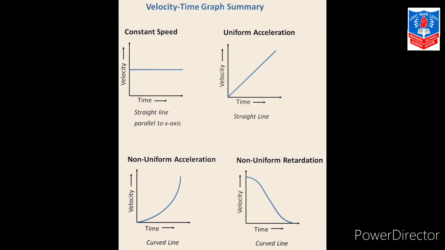Now, the third graph which you are seeing on the screen is for an object traveling with non-uniform acceleration. You can see that in non-uniform acceleration, which type of graph is there? It is a curved line moving upwards. ऐसे ऊपर की तरफ जा रहा है लेकिन एक curved line है because it is non-uniform acceleration. And the fourth graph which you are seeing is what? It is the graph for an object traveling with non-uniform retardation.